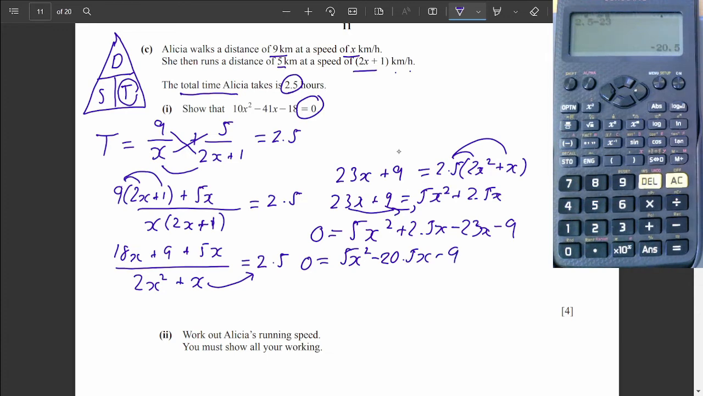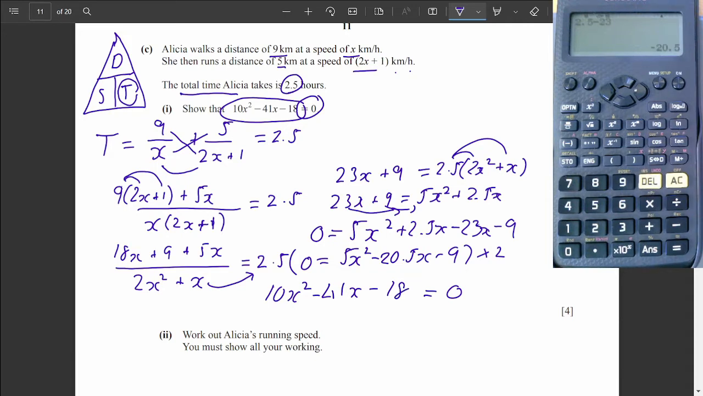Let's look now. If you notice, everything there is double, so we just multiply this by 2. And we can chuck the 0 to the back. 5x squared times 2 is 10x squared. Minus 20.5 times 2 is 41x. And 9 times 2 is 18. And we've done it. Well done.